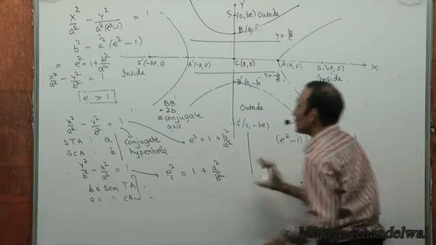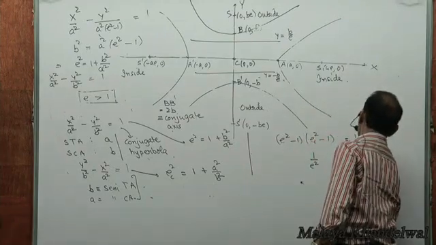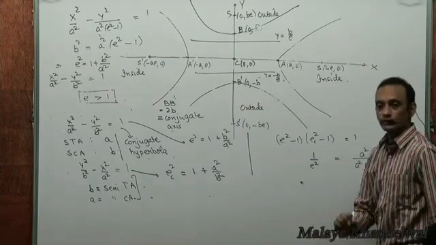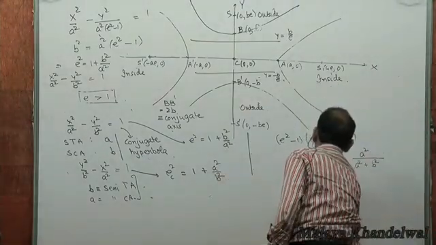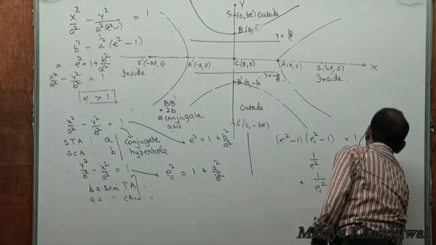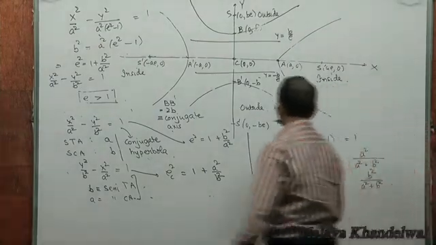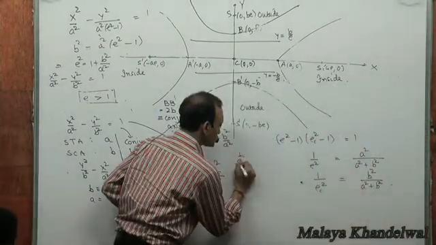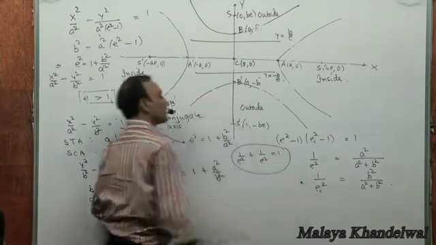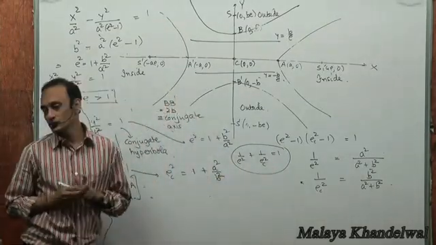Otherwise, you can also see what 1 by E squared is. 1 by E squared is A squared by A squared plus B squared. What is 1 by EC squared? 1 by EC squared is B squared by A squared plus B squared. Yes or no? If you add the two, what do you get? 1 by E squared plus 1 by EC squared is 1. So that is another way of looking at the relationship connecting the eccentricity of the hyperbola and its conjugate.